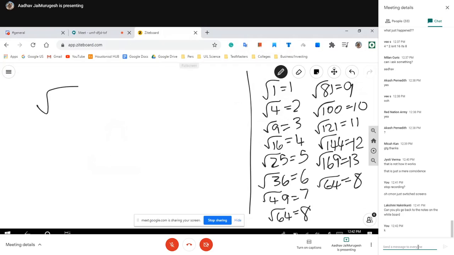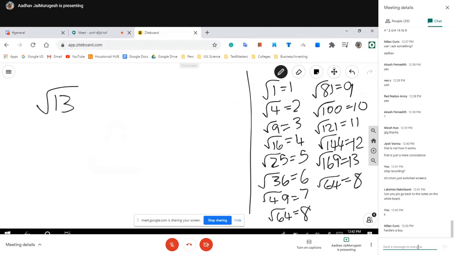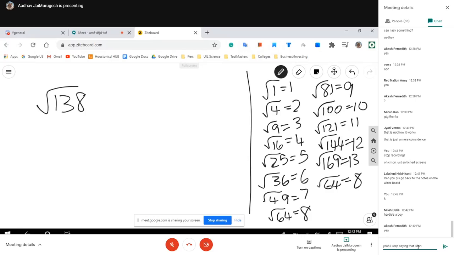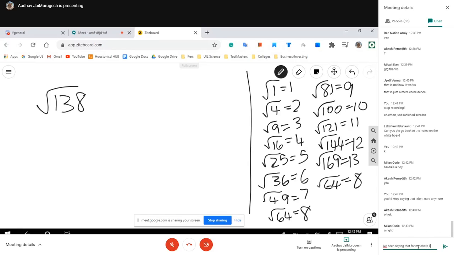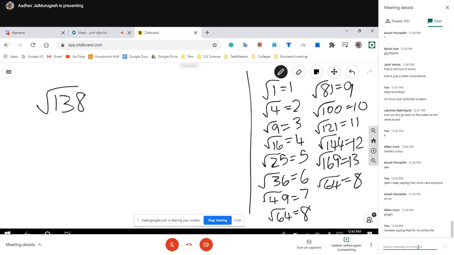So let's say you want to do the square root of 139. This is taking the square root of a three-digit number. I'm going to give you around 2 minutes to work this out. Please type your answers in the chat. If it's wrong, it does not matter. I'm just trying to teach you, and you only get better if you try and practice.